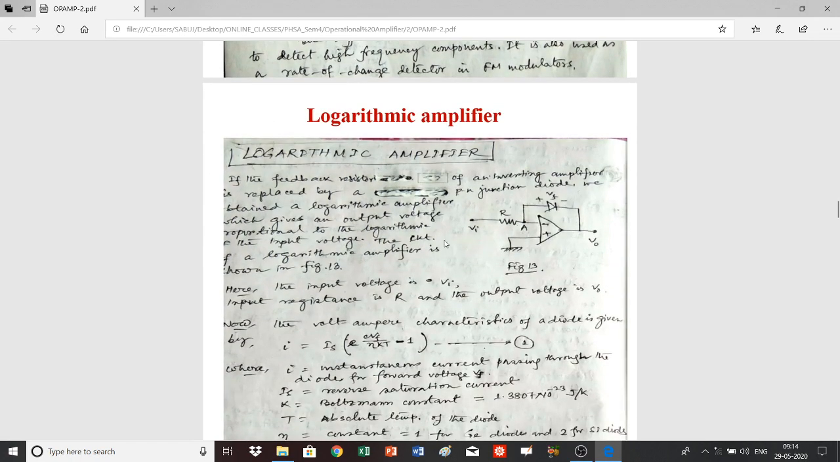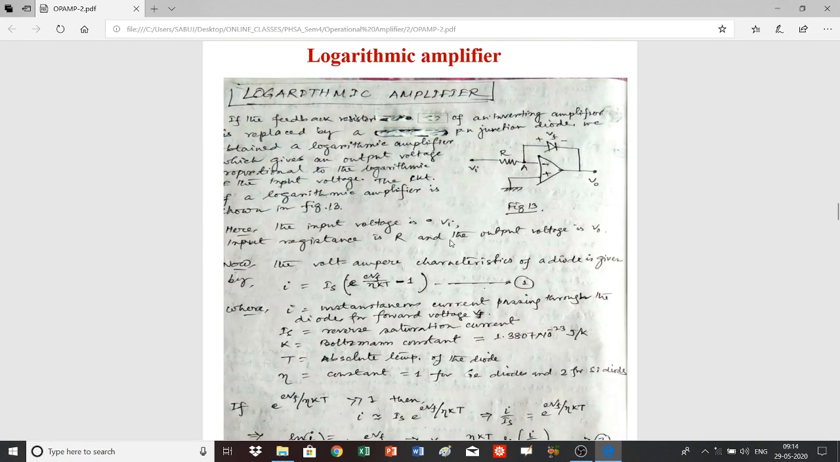Now come to the logarithmic amplifier. And what is a logarithmic amplifier? In a logarithmic amplifier, the output voltage is proportional to the logarithm of the input voltage. That means the output V0 is proportional to the logarithm of the input voltage. An op-amp can be used for this purpose, and the basic circuit diagram of a logarithmic amplifier is shown here.